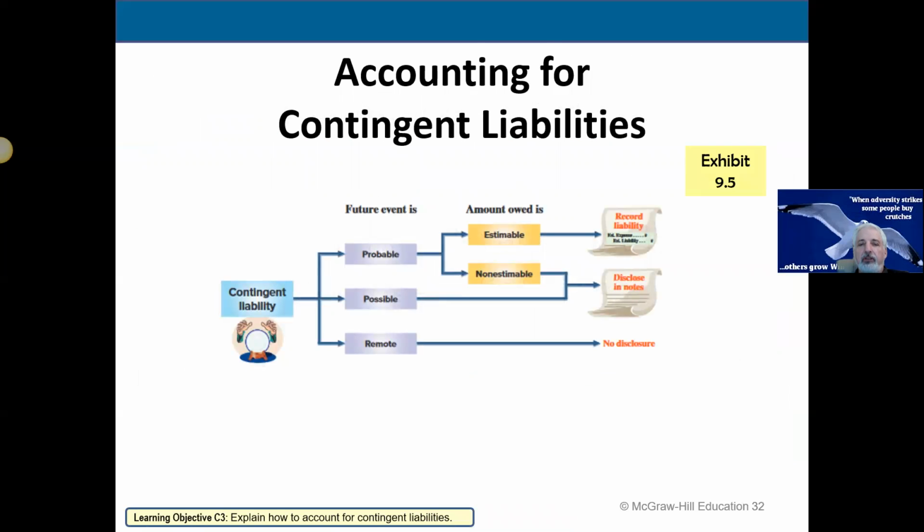And finally, contingent liabilities. That was the lawsuit I started talking about. If it's remote, a frivolous lawsuit, don't worry about it. If it's possible and you can't estimate, just put it in the notes to the financial statements. But if it's probable, that's when you make an estimate and you record the liability. But if it's probable and you can't estimate it, again, you're back to putting it in the notes. So you want to communicate to potential investors the good and the bad, and the potential or contingent liabilities that might be associated with that.